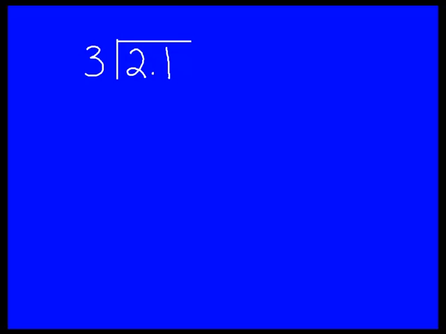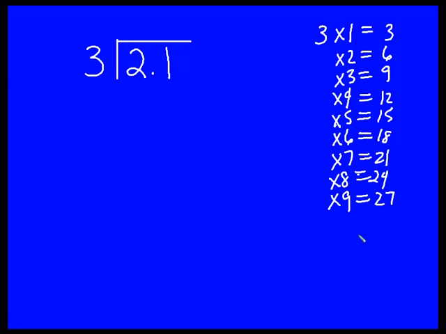So our first problem is 2.1 divided by 3. When we work this out, we're going to work it out as if the decimal is not there at all. So we're going to think about this. If we do our multiples of 3, so what we're going to do now is look and see, we're ignoring this decimal here. We're looking just at this 21.